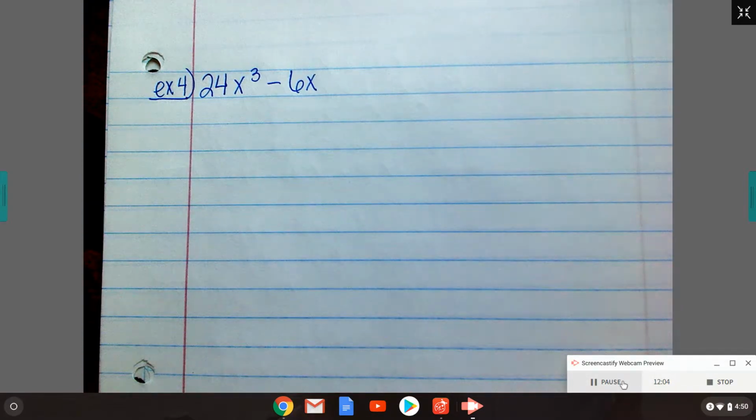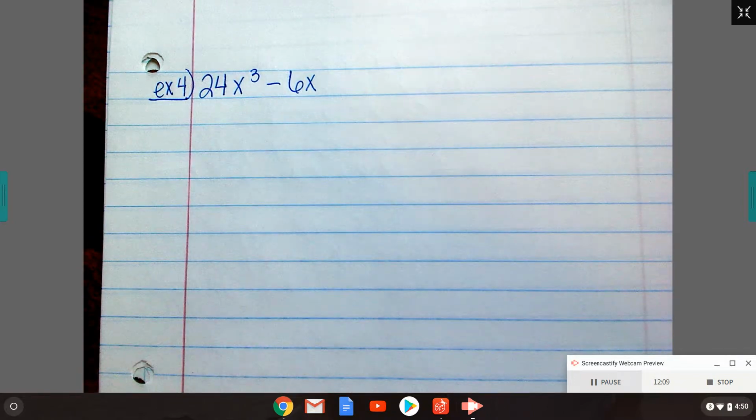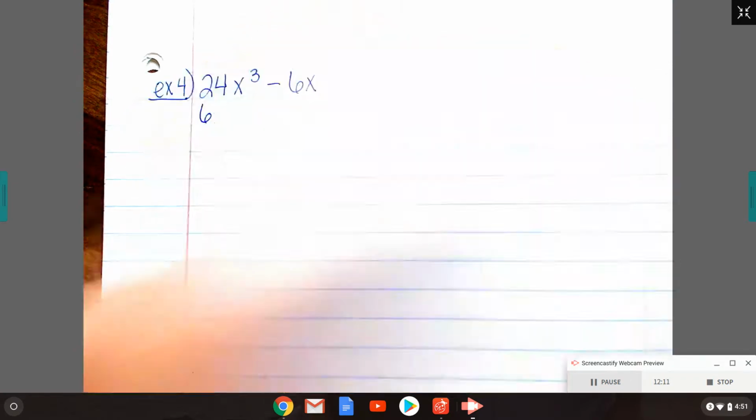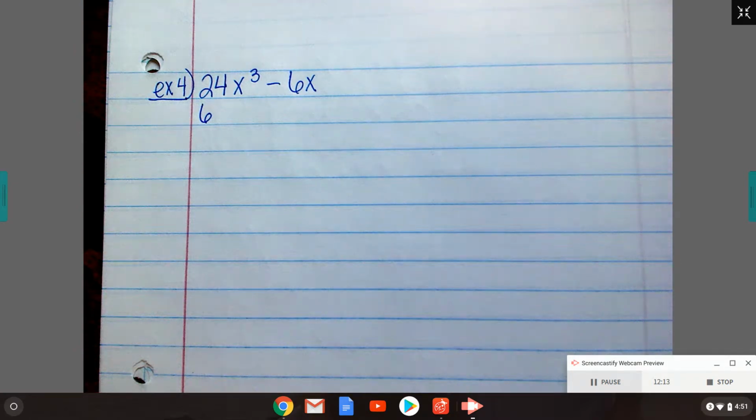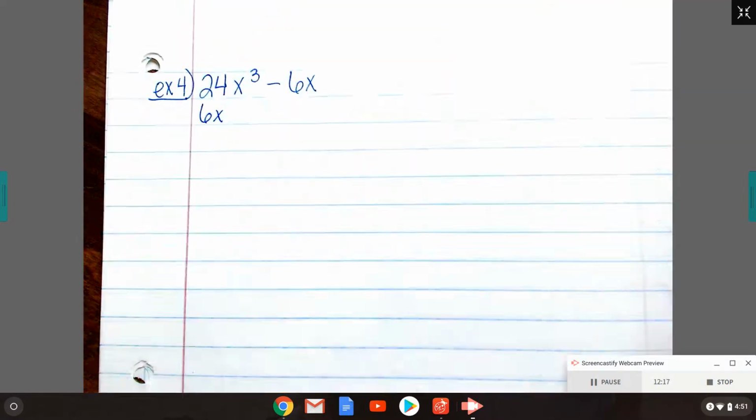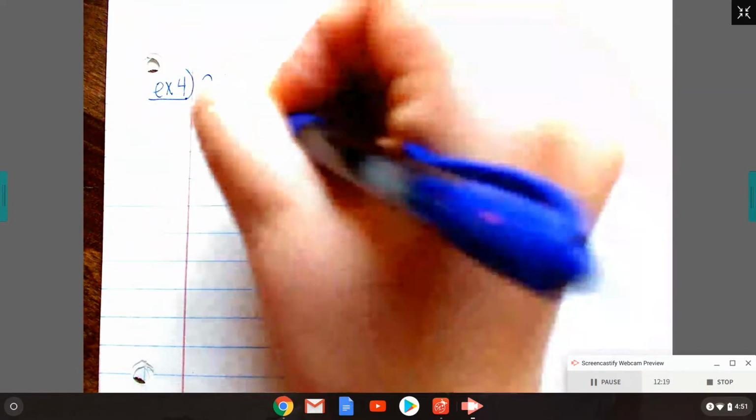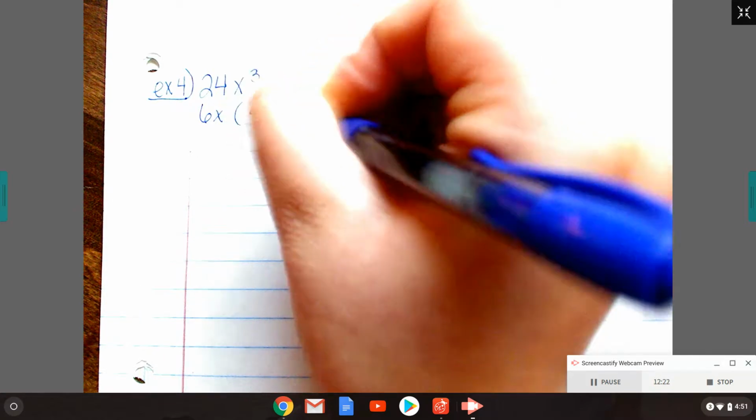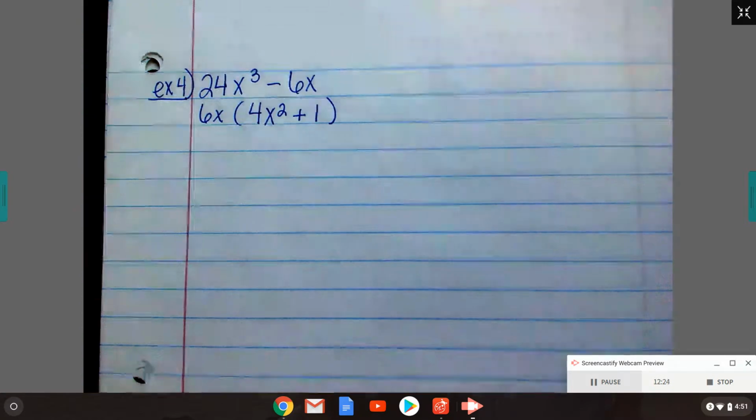All right, here's the example for the last one. Let's see, between 24 and 6, what can be pulled out? I can factor 6 out there, and I've got x cubed and x to the first, so I can pull out at least a factor of x. Left on the inside, I've got 4x squared plus 1.